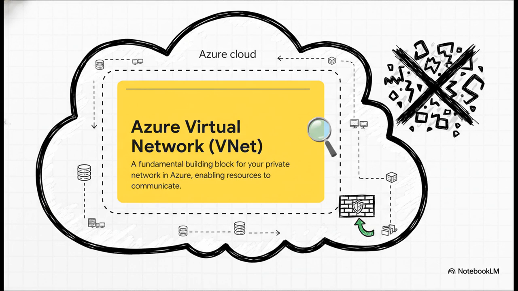Okay, so what is an Azure Virtual Network, or VNet as you'll hear it called? Think of it as your own private, carved-out piece of the Azure cloud. It's a network space that belongs only to you. You put your resources inside it, and bam, they can talk to each other securely, totally shielded from the public internet unless you decide otherwise.